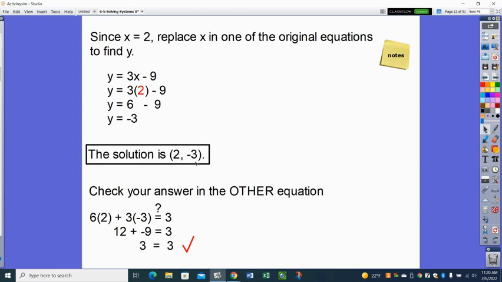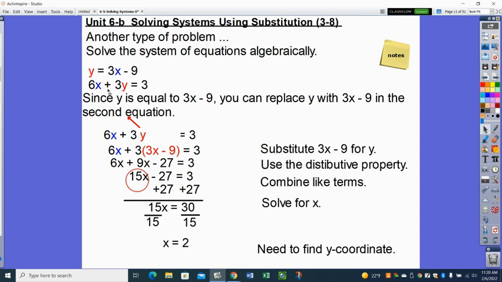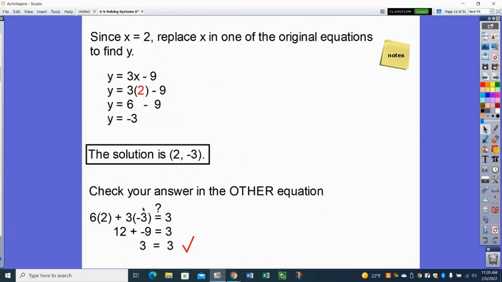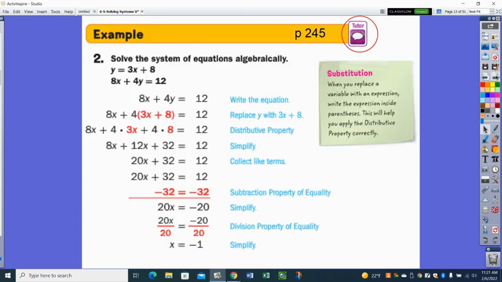Wasn't so simple, so I definitely want to check it, and I'm going to check it in that more complicated second equation. Let me just go back and remind you right here, the 6x plus 3y equals 3. I'm going to put the 2 in for the x, and I'm going to put the negative 3 in for the y, and I'm going to see how it goes. So I do my PEMDAS. I multiply 6 times 2, and I multiply 3 times negative 3. And thank goodness, when I add 12 plus negative 9, it works. And that's my solution.